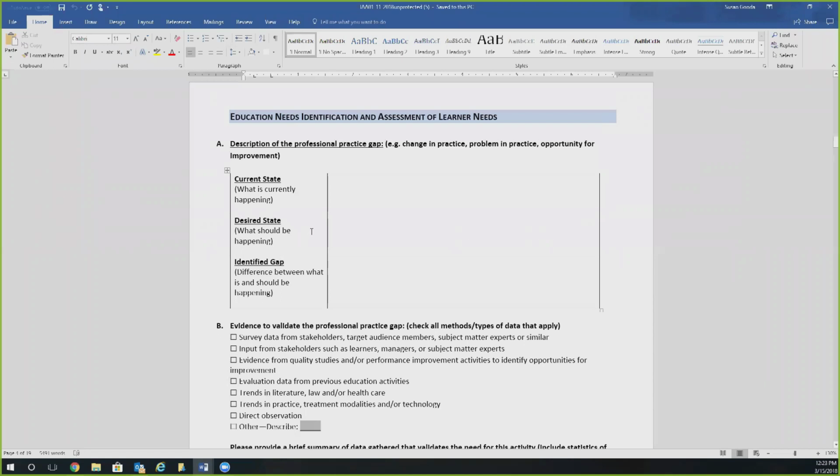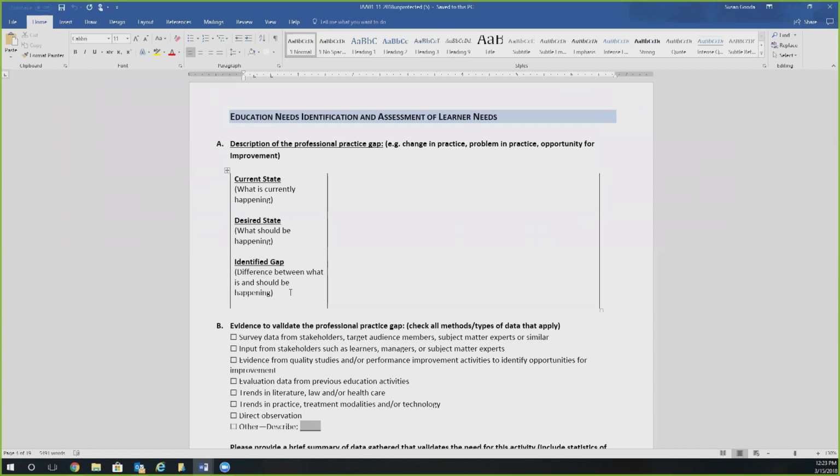The desired state is what would you like to see as a result of you doing this educational endeavor that will, in total or in part, fix the current state. The gap is that difference. Is it a knowledge? Is it a skill? Is it a practice? So be sure to identify in detail. And I like to give an example of keeping it real simple.